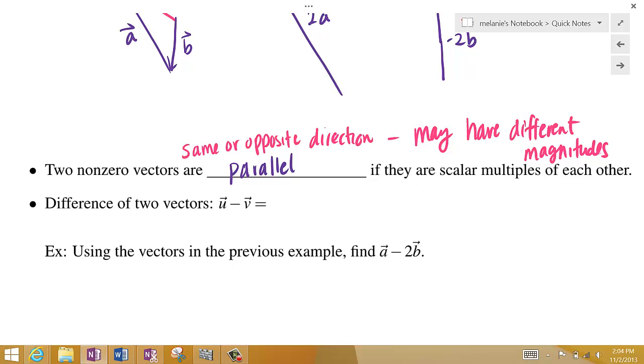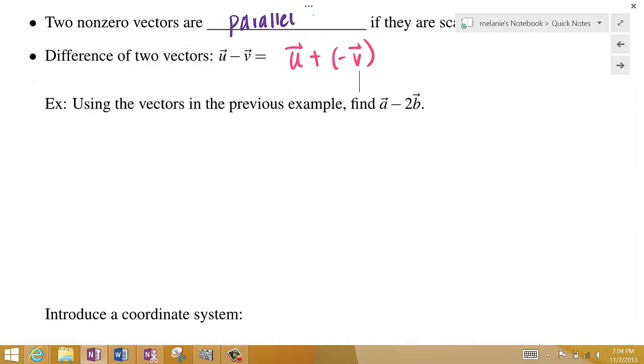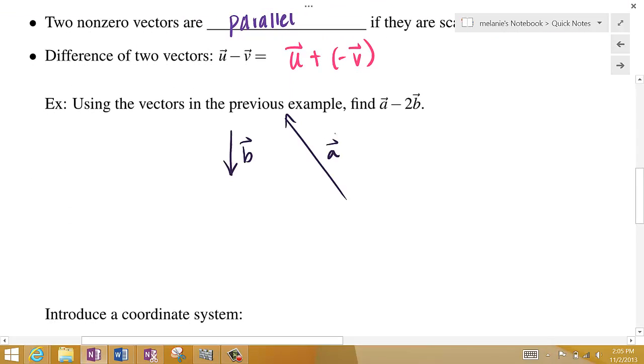I can also find the difference of two vectors. Vector u minus vector v is the same as taking vector u and adding it to the negative of vector v. So using the same vectors I did before, just redraw them again. Suppose those are my vectors, vector b and vector a. If I want to find a minus 2b, let me keep in mind what negative 2b was. Let me do that first.